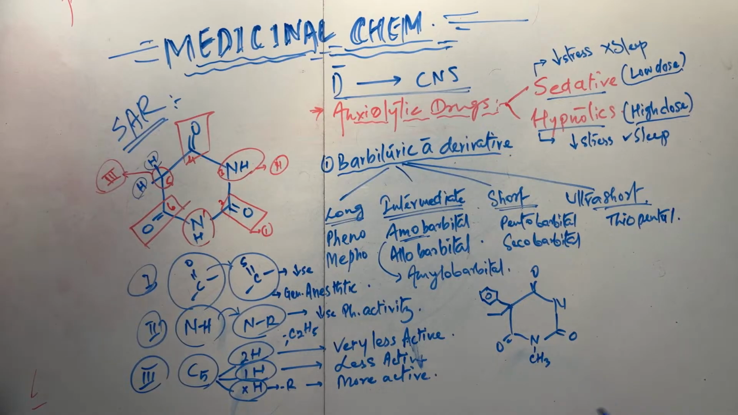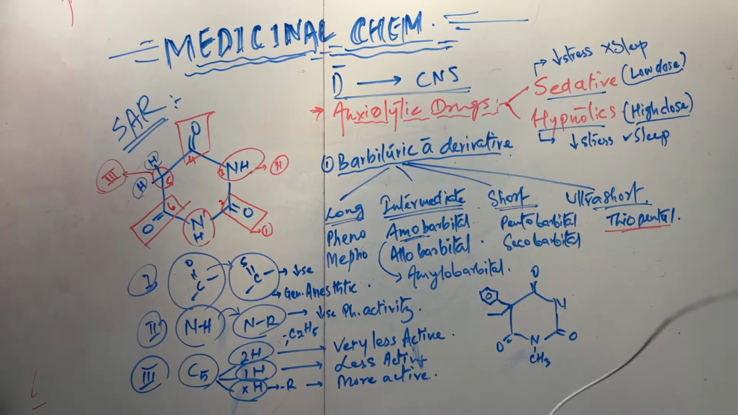So what is the difference between phenobarbital and mephobarbital? Now I told you one very important point: there is alkylation on nitrogen, that is the second modification. Then addition of phenyl or substitution of hydrogen with phenyl ring is which type of modification? Third modification. Okay, this one also you will see in the last one, that is thiopental.